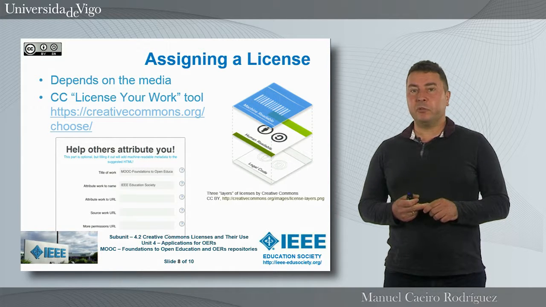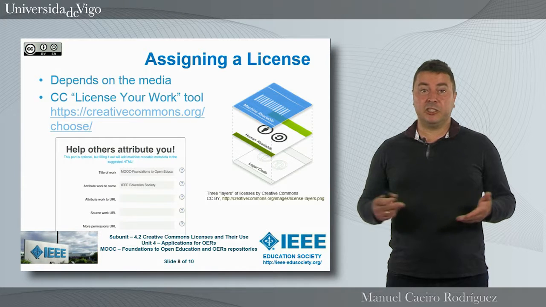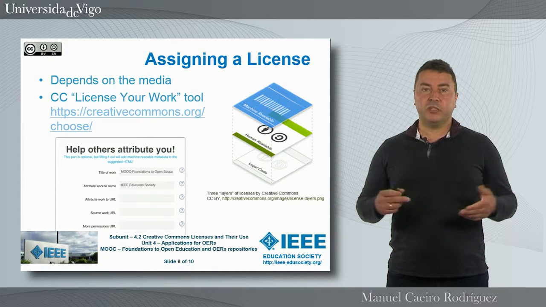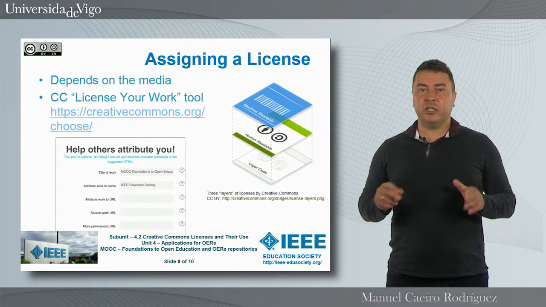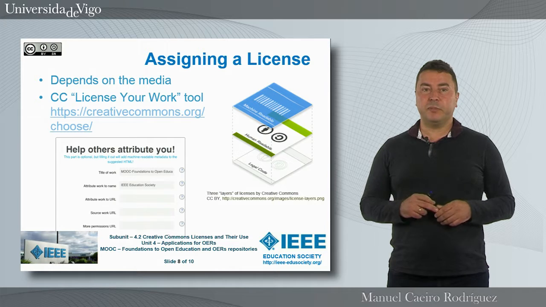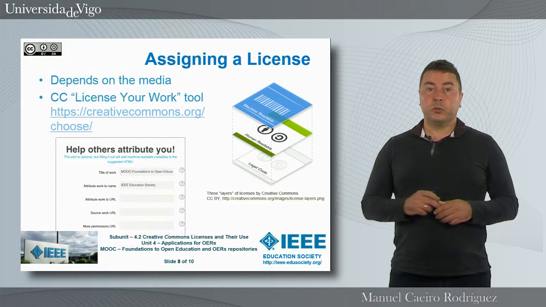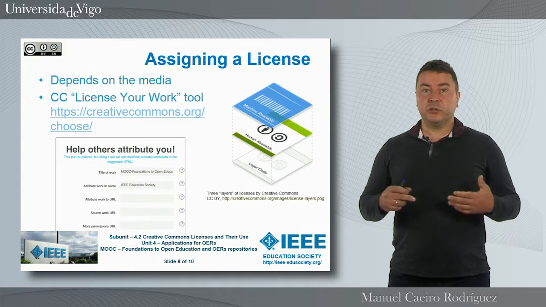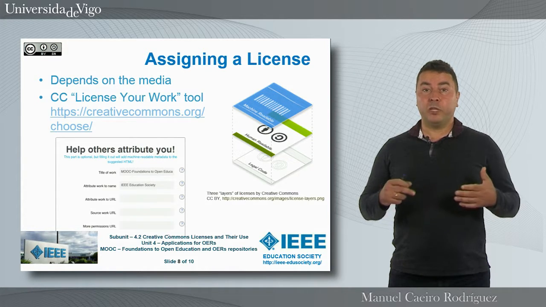And machine readable version, this is written into a format that software systems, search engines, and other kinds of technology can understand. It's important to include not just the human readable layer, but also the machine readable version. You can use the license your work tool provided by the Creative Commons website to generate it. This ensures that your work gets listed in open educational resources search engines.